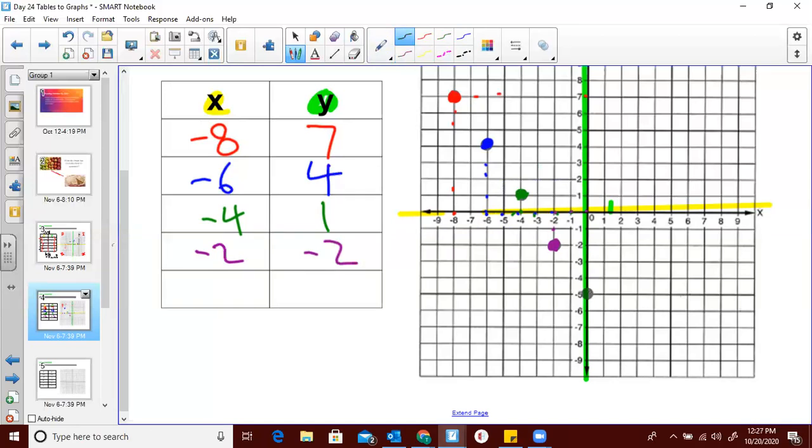All right, and last but not least, we have this dot, which is right here at -5. We're not moving left or right, so x is going to be 0. And we're moving down 1, 2, 3, 4, and 5, which will be -5.